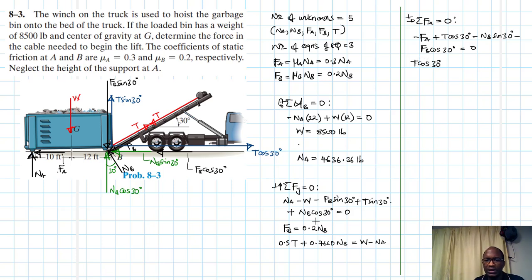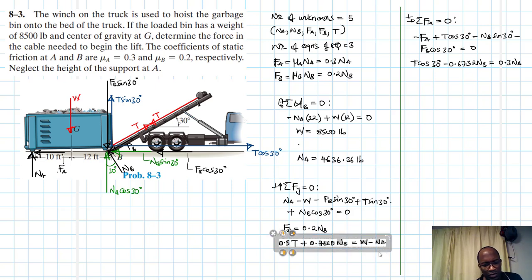Then let me work on the other ones. We know what FB is. So FB there, this just becomes a minus. And in fact both of them are minuses, so just sum them up. So that's sine 30 plus 0.2 by cos 30. Alright, so this just becomes a minus 0.6732 NB equals to FA, which equals 0.3 NA.